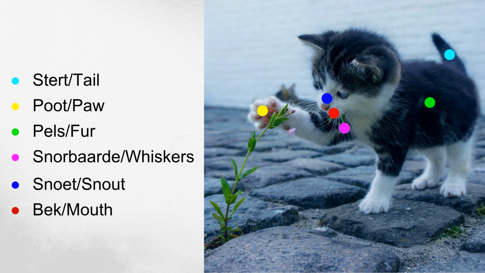Bek, mouth. Snoet can also be called neus, nose, and bek can also be called mond, mouth. Never call a human's mouth a bek. It is very, very rude. And then also the eyes and the ears are the same as it is for humans. Eyes, oë, and ears, ore.